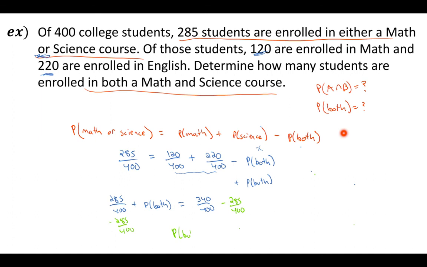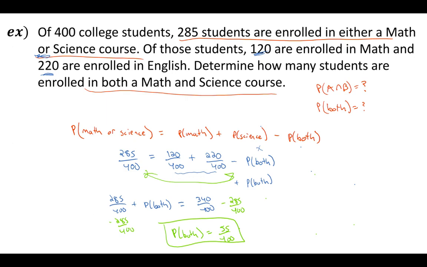And the probability of both then would be 340 minus 285, which looks like 55 over 400. So there are 55 students enrolled in both math and science. There are two questions like this on your homework assignment, where you're going to be doing the opposite here. Just write it out just like this, plug in everything it tells you, and then you're just going to be doing the same rearrangements. You're essentially just switching these two places, adding that over, and then subtracting the other one.